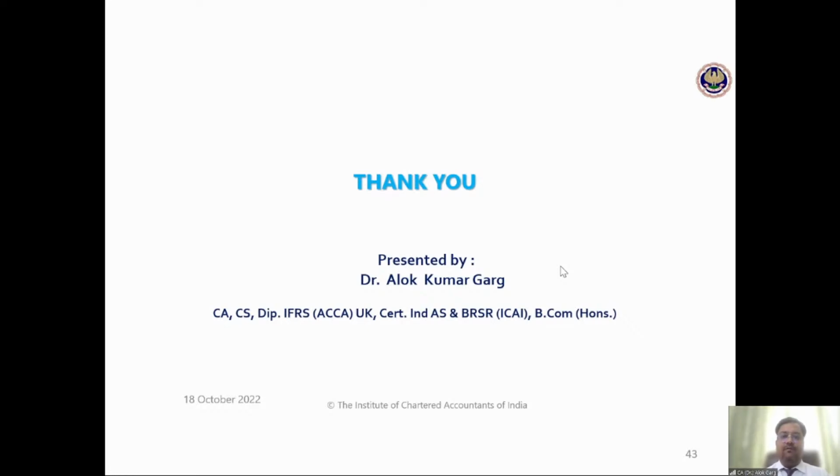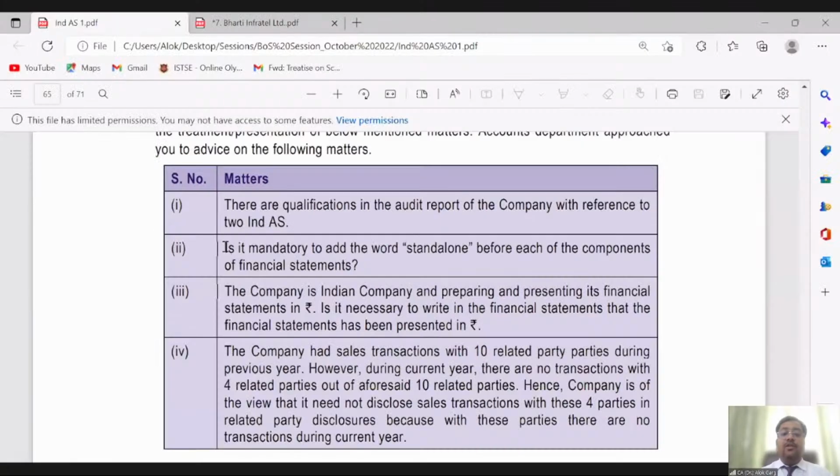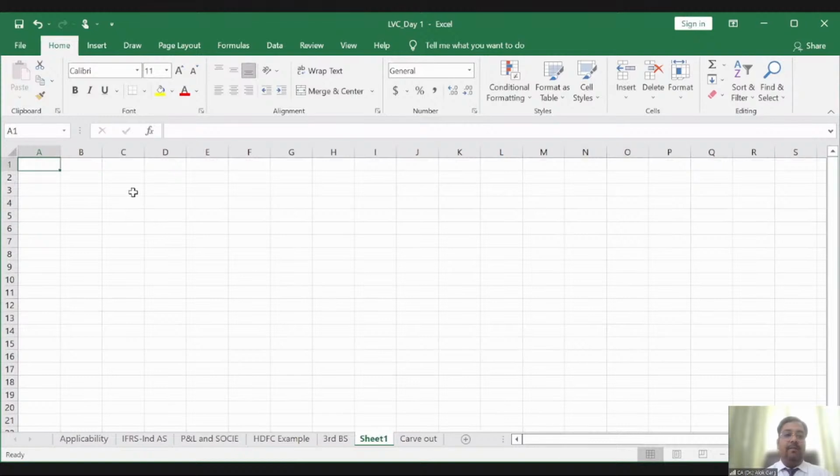So yes, even if the company is a single company, with no subsidiary, joint venture and associates, it is still required to be disclosed whether it is an individual financial statement or a consolidated financial statement. Point number 4 is, for example, there are 10 related parties during the previous year. For example, you are doing a related party disclosure. You are doing a disclosure in the notes to accounts, right? Related party disclosure in the notes to accounts.